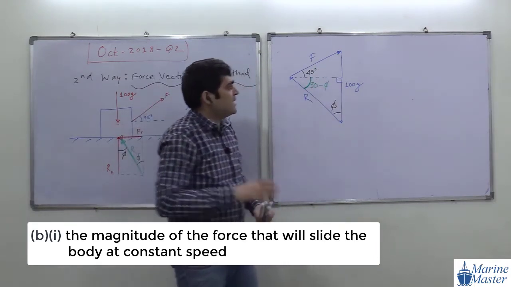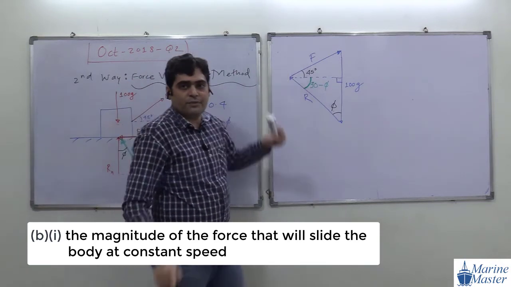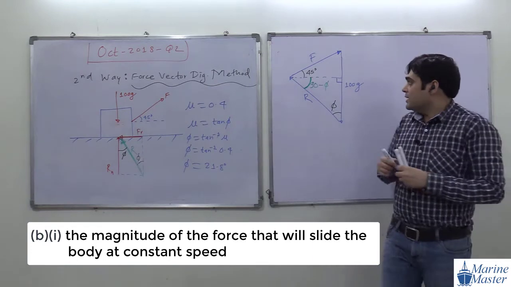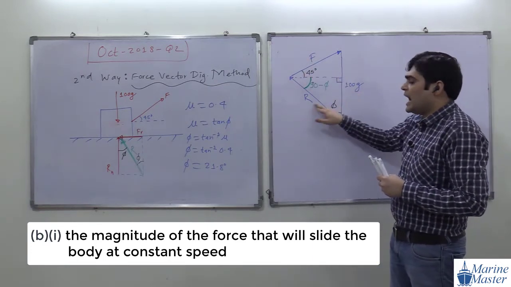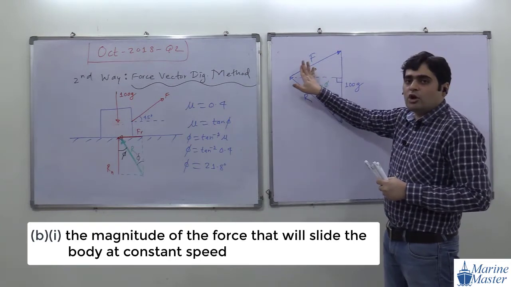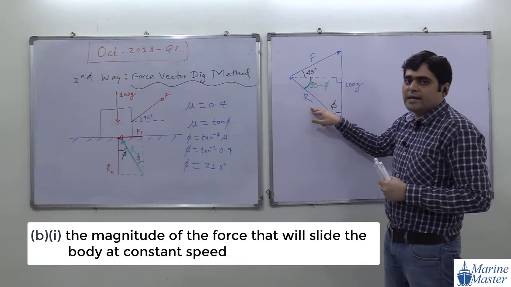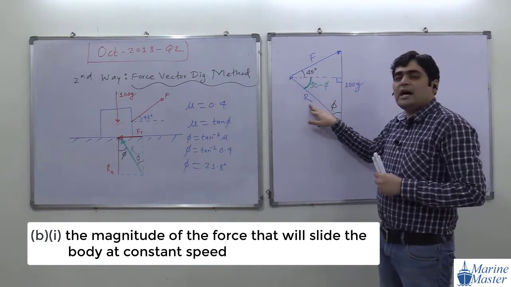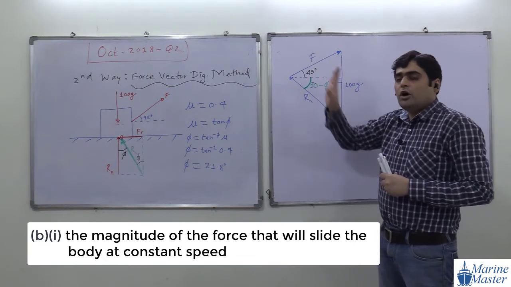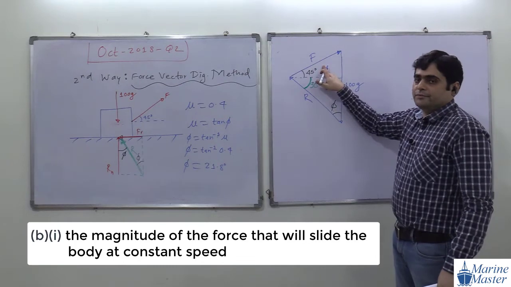Now what is our target, guys, here? We have to find out F. Now guys, see this triangle F, 100G, R. This is not a right angle triangle, guys. F, 100G and R will not form a right angle triangle. This is a normal triangle. So we have to find out F.